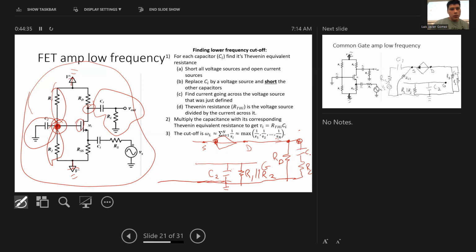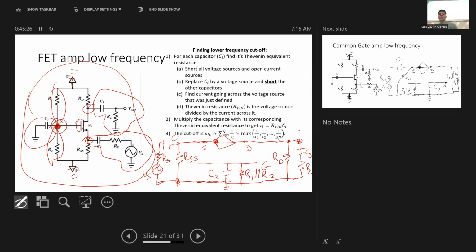Nice. At this point, there are no more terminals, so now we're left with these two. Can anyone tell me how they're connected? If you look at the source, what is RSS connected to? Source and ground. Exactly. So the source, RSS, and ground. And then what is C1 and RS and VS connected to? The source. So now you have C1, RS, and VS. So this is our small signal model.